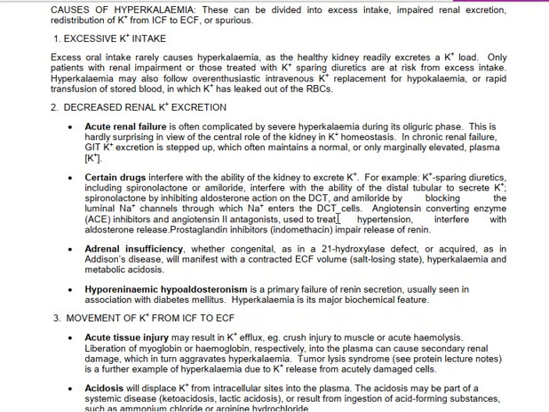Now the next is decreased renal excretion. The first one was increased intake, like transfusion, and the use of potassium sparing diuretics. Now we have decreased renal potassium excretion. You have acute renal failure. Is it clear? Acute renal failure is going to cause increased potassium ion, like hyperkalemia in the oliguric phase, because there is no filtration. Is it clear? The second is certain drugs, like potassium sparing diuretics such as spironolactone or amiloride.